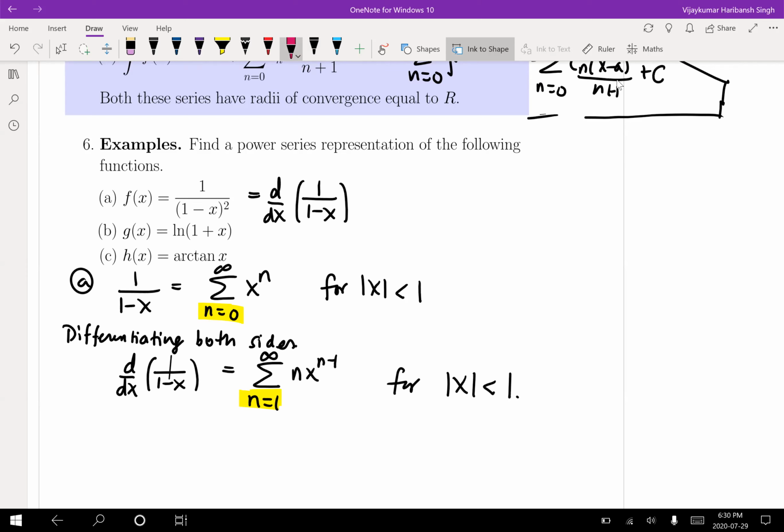And on the other side, you have the derivative of this, which is 1 upon (1 minus x) squared. So the power series for 1 upon (1 minus x) squared is this term here.